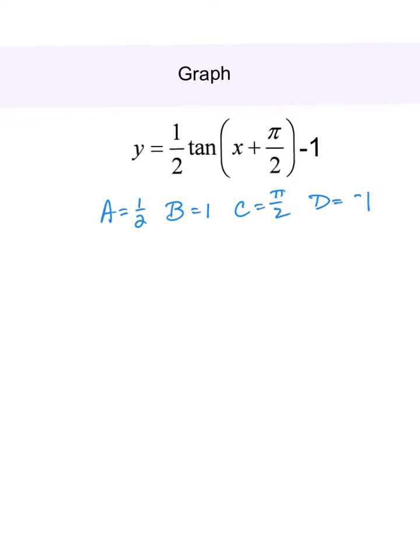So based upon these values, you can see that I'm going to have a vertical shrink. Horizontally, I'll neither be stretching nor shrinking. Horizontally, I will be shifting left pi over 2, and I will be shifting my graph down 1. So I'm going to draw in my axes.